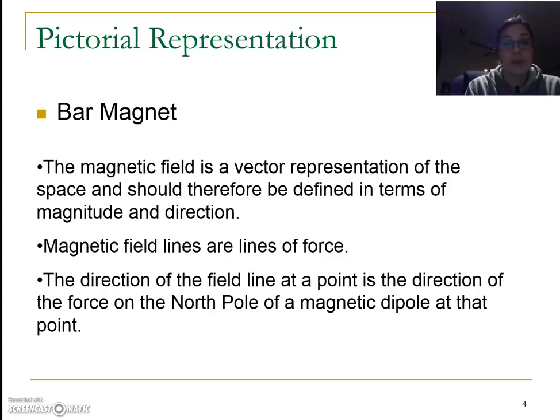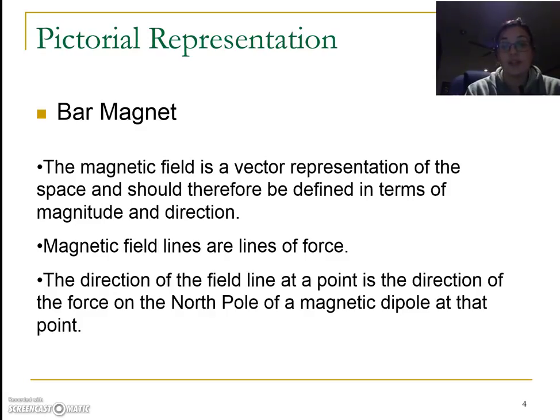If we were drawing a bar magnet, magnetic field is a vector, so we need to represent it by a magnitude and also a direction. The field lines that we had before going around the bar magnet are actually lines of force, showing how much force is going to be acting on another magnet or another particle or something being put in that field.